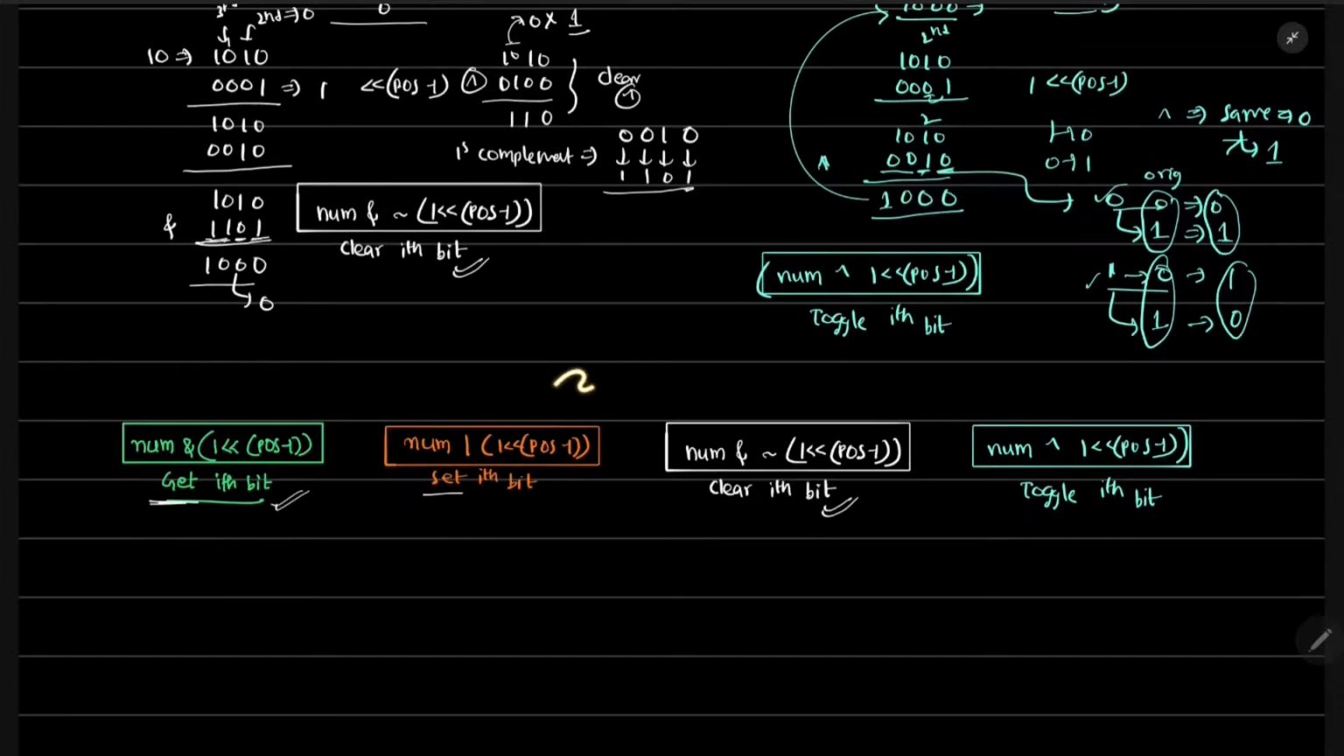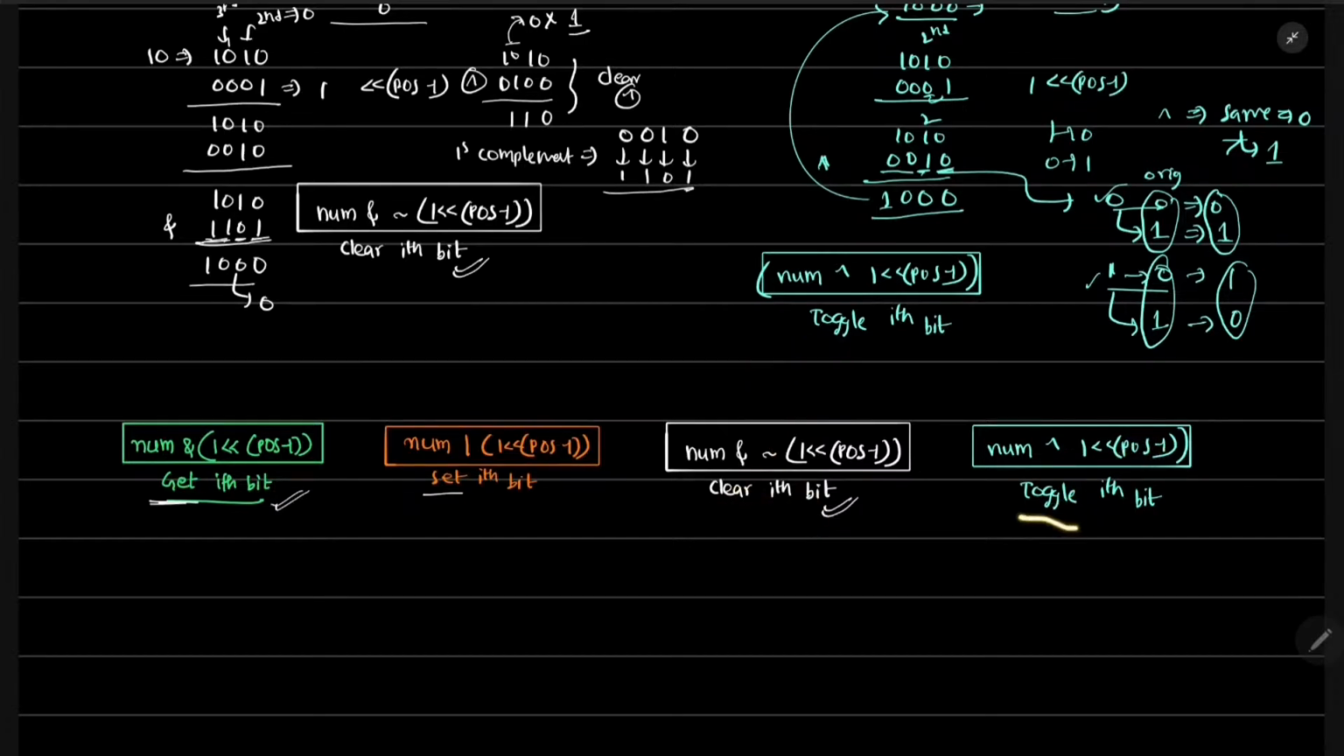And the same thing goes for setting the ith bit. We send our 1 to the position, and we use the OR operator. And for clearing the ith bit, we send our 1 again to that position, and after sending that 1 to that position, we take the 1's complement. We toggle all 1's to 0 and 0's to 1, and we do an AND operator with our number, right? That is how we clear the ith bit.